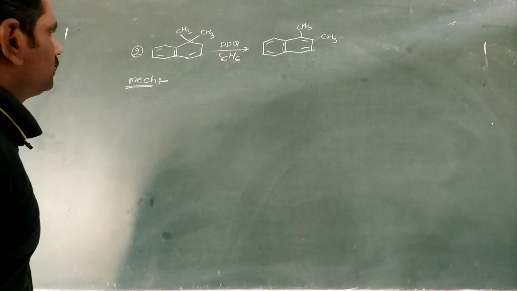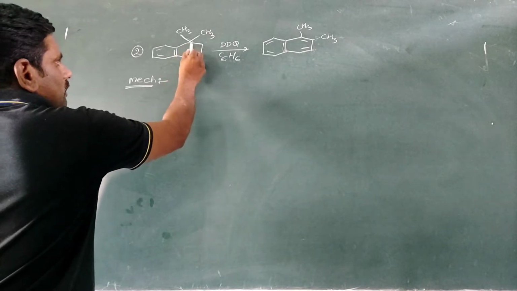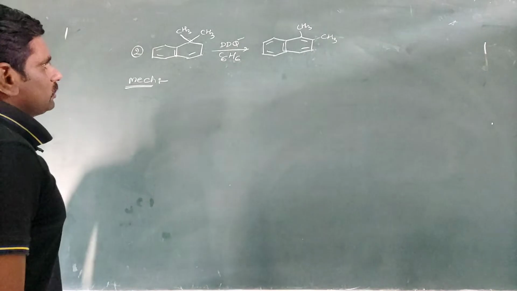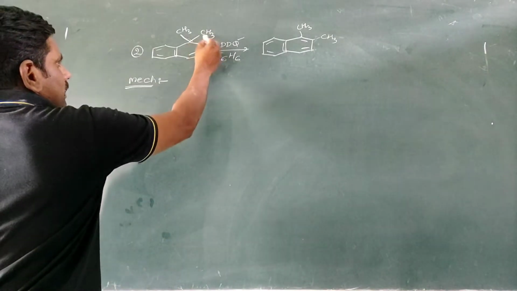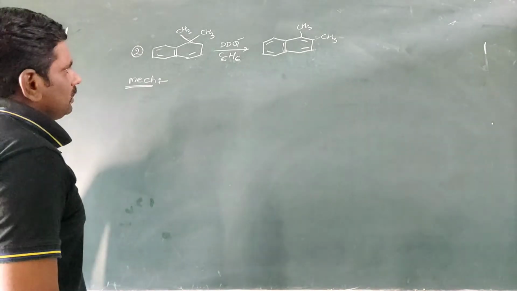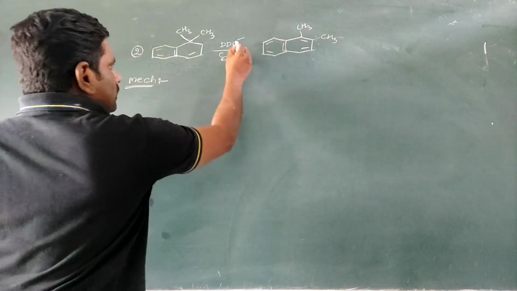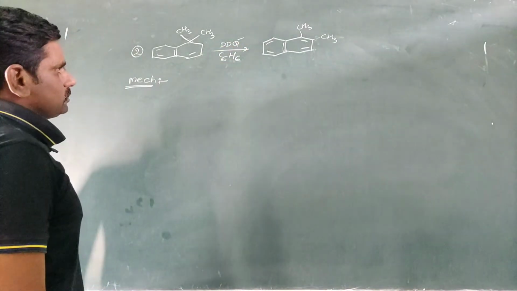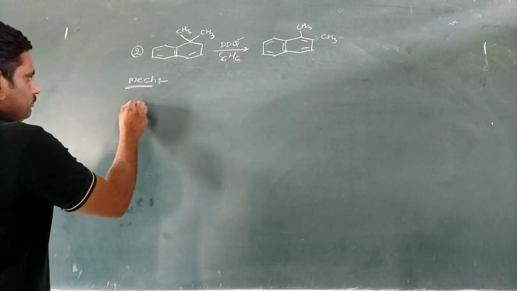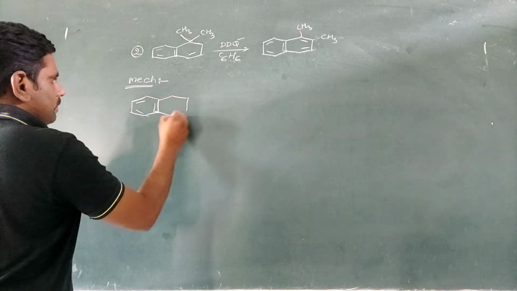See, in this conversion, there is no double bond here. A double bond is formed because we are using DDQ, and a small migration of a methyl group also takes place. For the formation of one double bond, one equivalent of DDQ is used. So how will be the mechanism for this synthesis? I will try to write the mechanism.